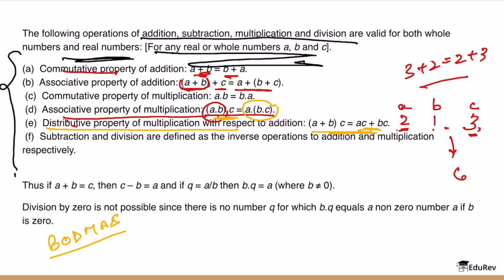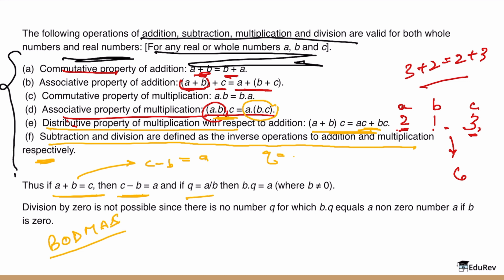It's simple. Then, subtraction and division are defined as the inverse operations to addition and multiplication respectively. So if A plus B is C, then obviously from here I can say that C minus B is going to be A. And if Q is nothing but A by B, then obviously B multiplied by Q, because I can do cross multiplication here, is nothing but A, where B is a non-zero number.